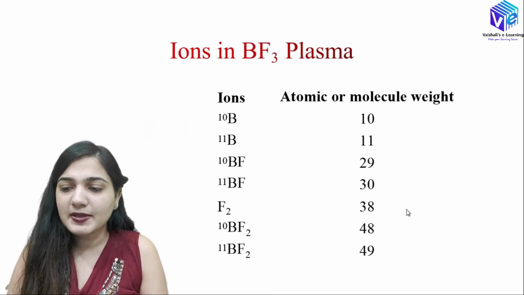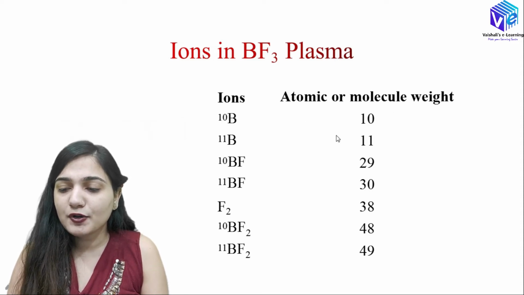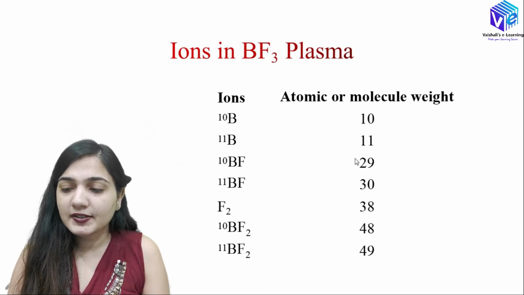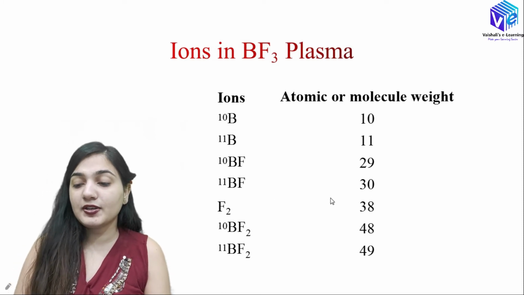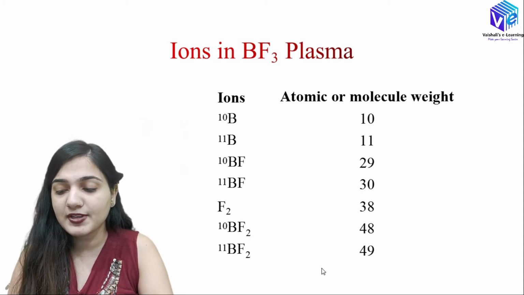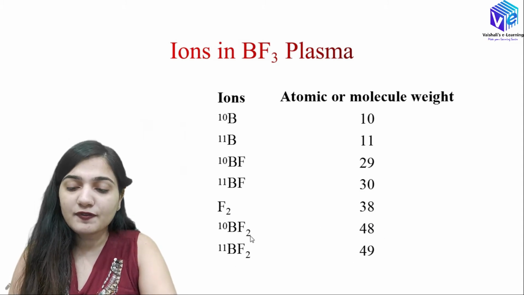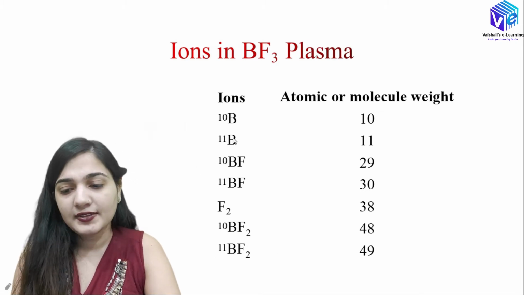So the ions in the BF3 and their atomic molecular weights. You can see we have various boron isotopes as well. We have 10B, which has the molecular weight 10, 11B, which has the molecular weight 11, 10BF, which has the molecular weight 29. So 11BF has the molecular weight 30, F2 has the molecular weight 38, 10BF2 has the molecular weight 48 and 11BF2 has the molecular weight 49. So if all of them are present as ions, I can separate the 10B and the 11B with the help of the analyzer magnets.